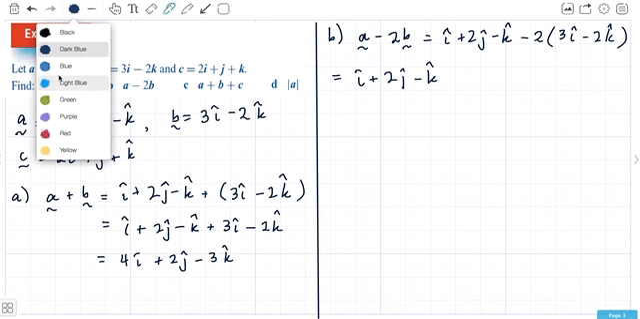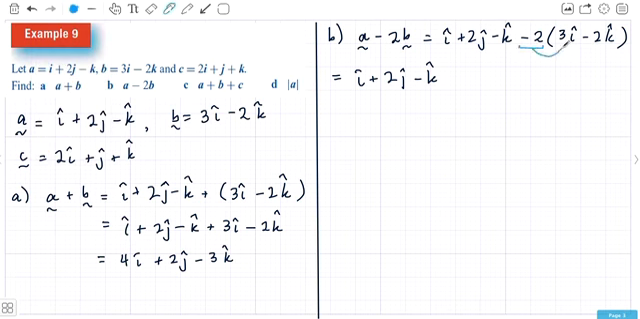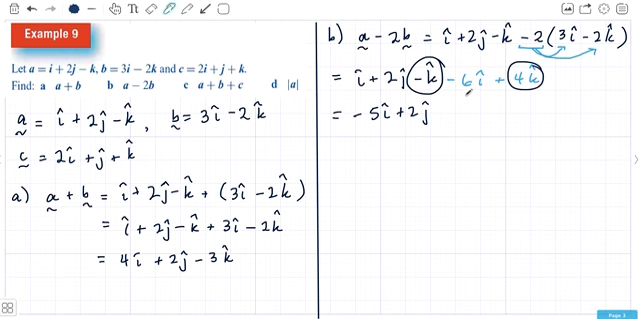Here we'll be expanding across the bracket, and you'll be expanding the sign and the 2 across both things here. So we're going to have negative 6i, and this will be positive 2 times 2, which is 4k. So that's the expansion part. So again, we just look at what's the same. The i's, we've got 1 minus 6, so that will be negative 5i. The j's, we've actually got no j's here, so this will still be 2j. And the k's, we've got a negative k plus a 4k, so that will be 3k. So A minus 2B is negative 5i plus 2j plus 3k.